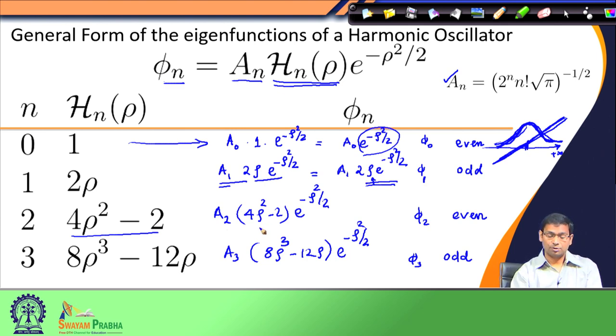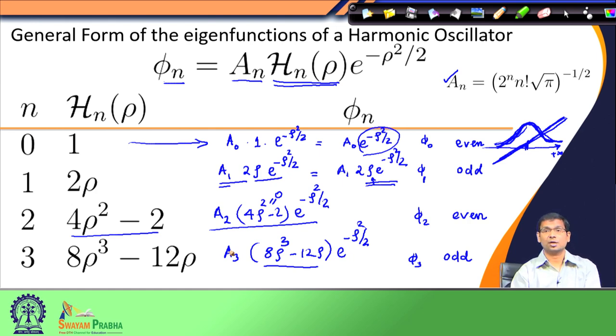Come here, look at this phi 2 form, e to the power minus rho square by 2, this is a Gaussian function. Now, I have to multiply this with a polynomial which is 4 rho square minus 2. I can see where this 4 rho square minus 2 becomes 0. So, if I find out the values of rho where this function becomes 0, then I would know at what values of rho I will have the nodes in these wave functions. Similarly, in this expression also, you can find out the values of rho where this polynomial becomes 0, and when this polynomial becomes 0, the entire wave function becomes 0, and the wave function will develop a node at that point.